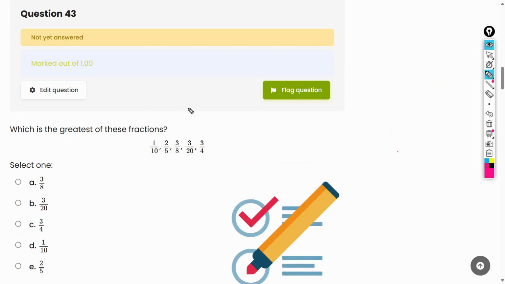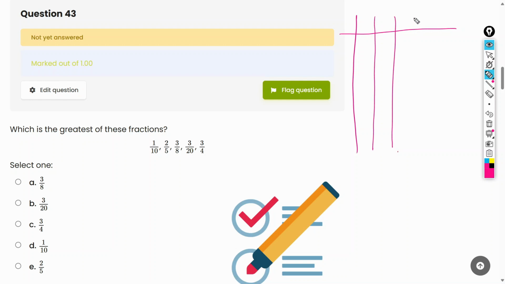Which is the greatest of these fractions? It's difficult to compare them just by looking at them. So what we can do to be able to compare is to give them a common denominator. So we find our LCM. So we're looking for the LCM of 10, 5, 8, 20, and 4.